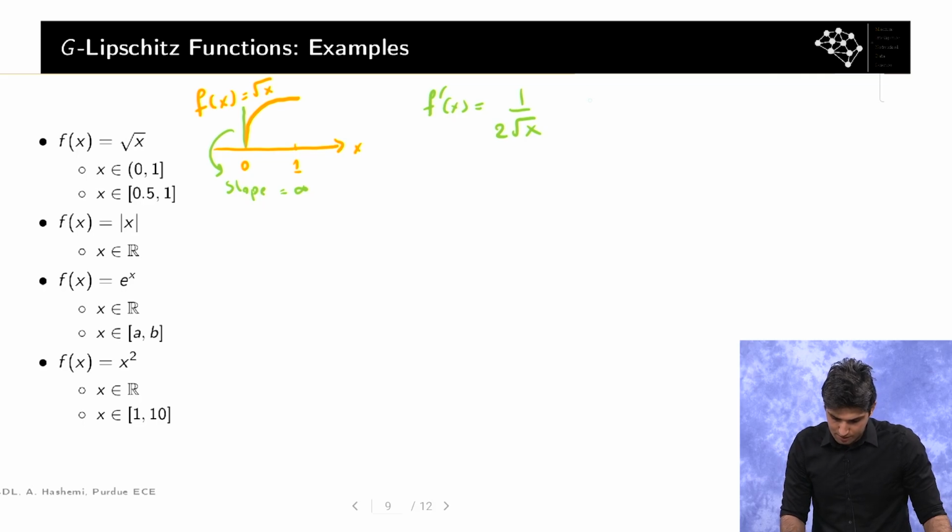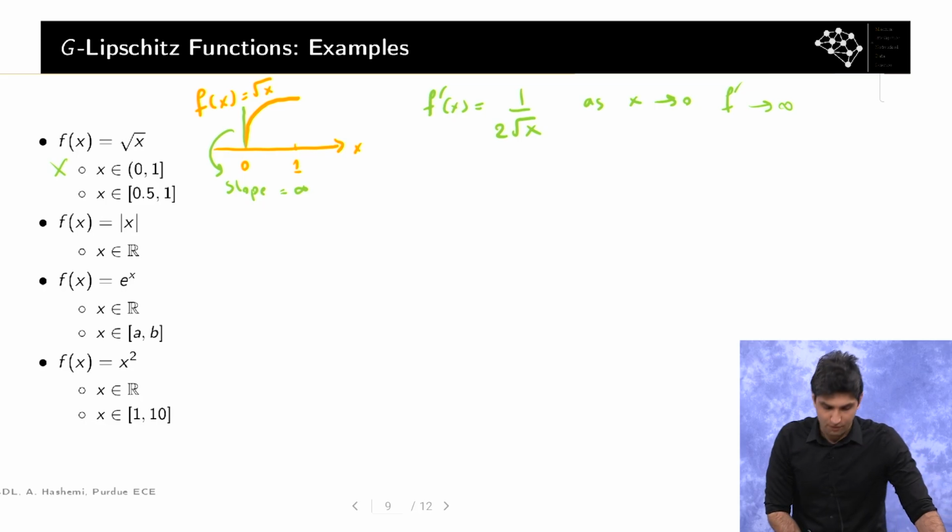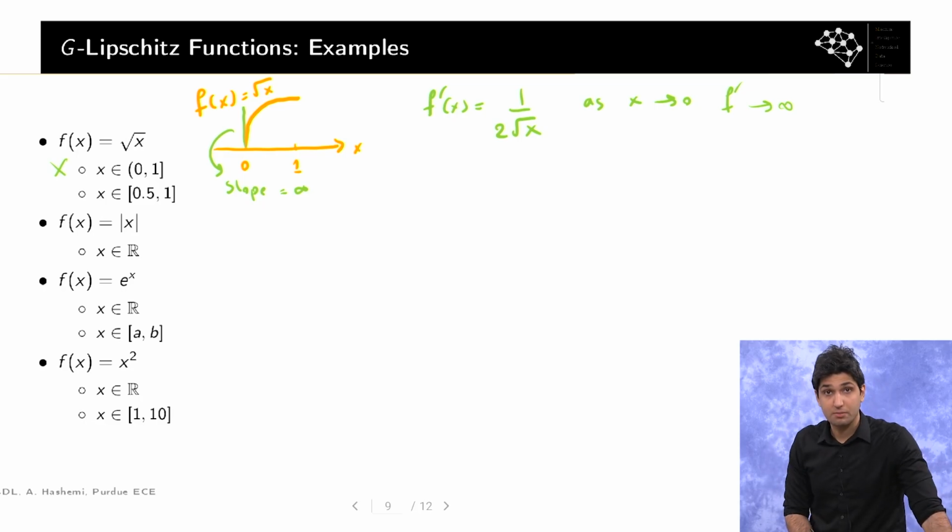And here we can see that as x approaches 0, the gradient approaches infinity. Okay, so therefore, this case is not a Lipschitz function. So the square root is not a Lipschitz function when x belongs to this interval, because we can get arbitrarily close to 0 here. On the other hand, for the second case, you can easily see that it is Lipschitz. Why? Because I can uniformly bound the gradient for all x's that belong to this interval.